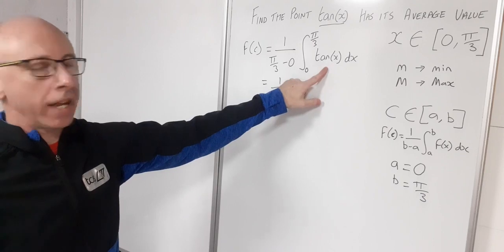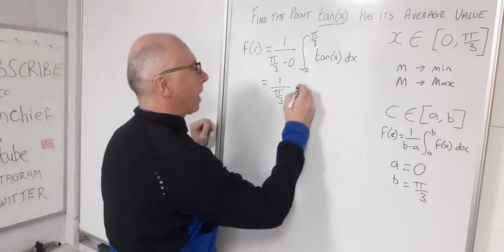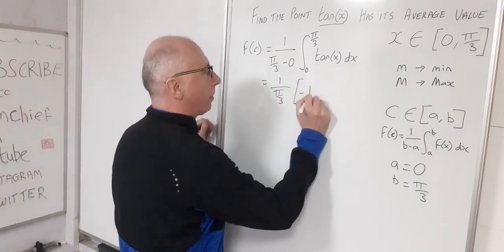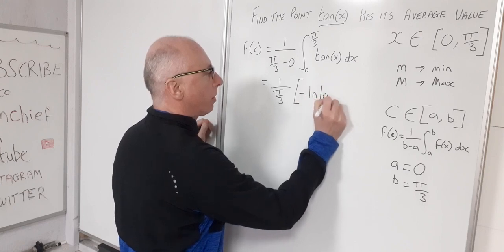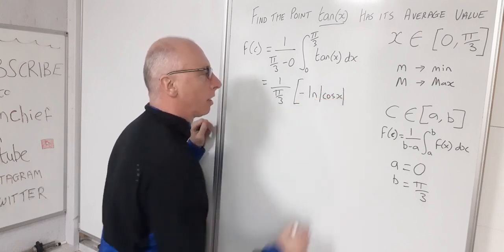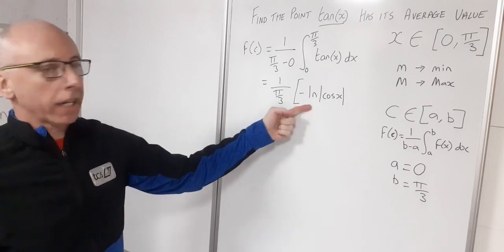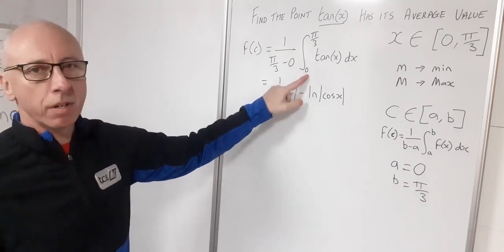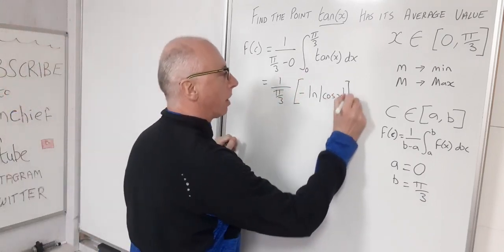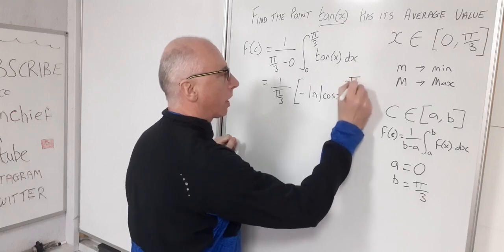And then tangent x, now the standard integral of that is negative natural logarithm of the absolute value of cosine x. So that's the integral taken care of. And the range is from 0 to pi over 3. Okay.